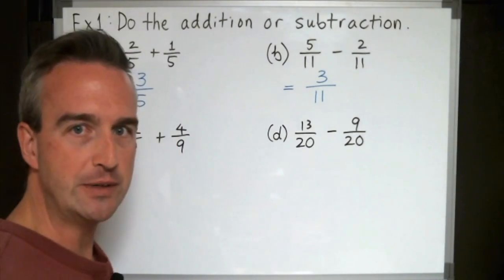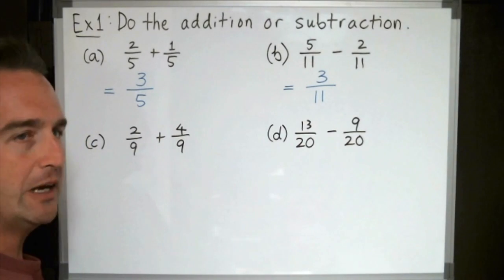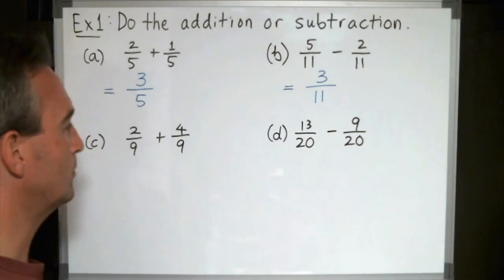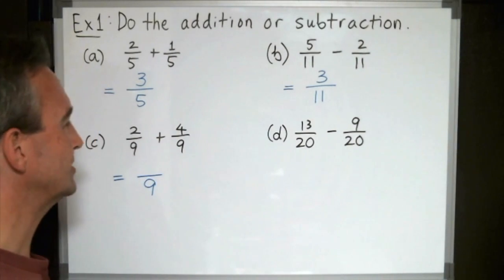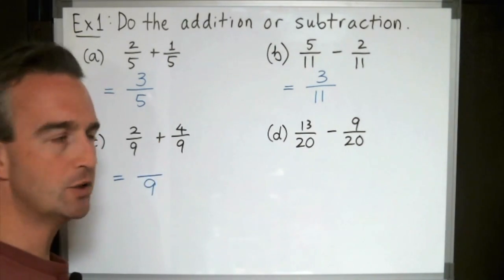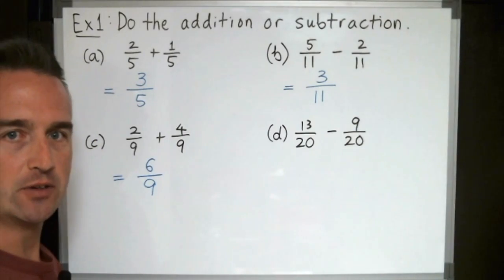Let's take a look at another one down here. 2 over 9 plus 4 over 9. Okay, we have a common denominator. No problem. It's going to be over 9. And the top, 2 plus 4, we add the tops, we get 6 over 9. Okay, the answer, 6 over 9.